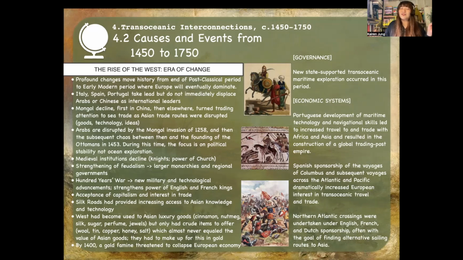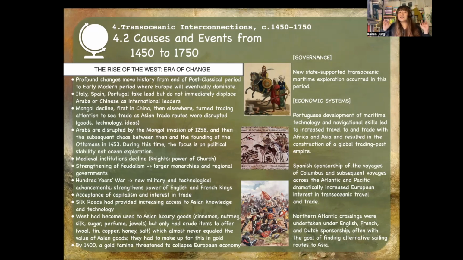The Arabs were disrupted by the Mongol invasion of 1258, and then there was a lot of chaos between then and the founding of the Ottomans in 1453, and during this time, everyone was internally focused on political stability instead of ocean exploration, and so it was literally like a blue ocean for the Europeans to just jump right in.